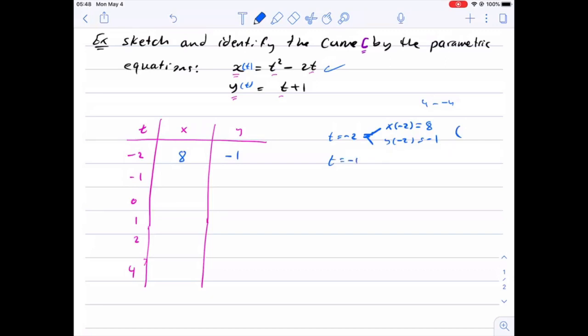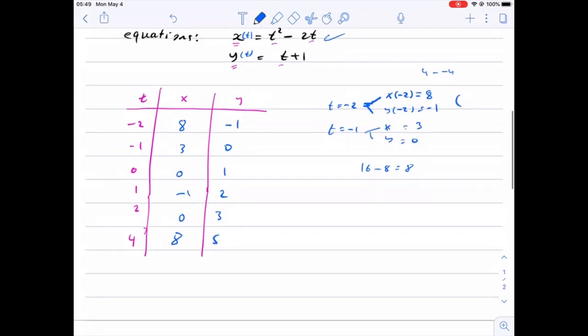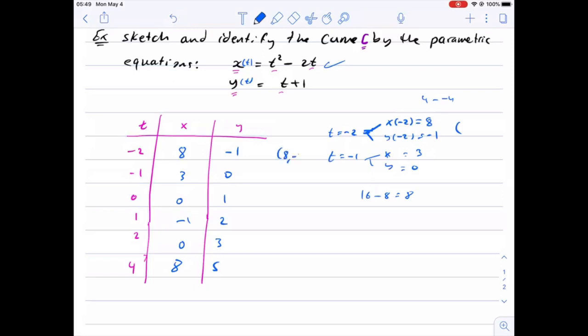Then we plug in -1 to find x and y. x is 3 and y is 0. When we plug in 0, we get (0, 1). When we plug in 1, we get (-1, 2). When we plug in 2, we get (0, 3). If we plug in 4, we get 16 minus 8, which is 8, and y is 5. Now we have these ordered pairs: (8, -1), (3, 0), (0, 1), (-1, 2), (0, 3), (8, 5).